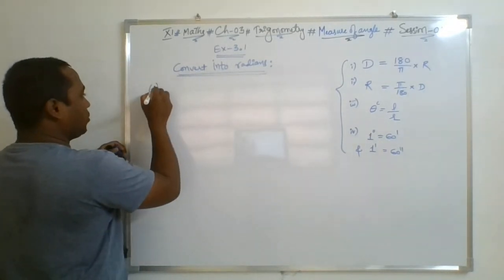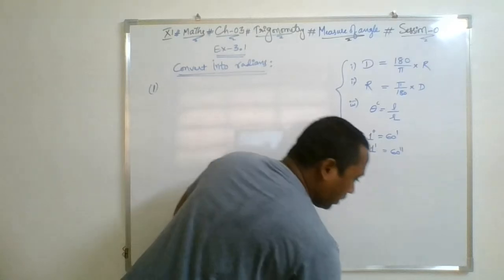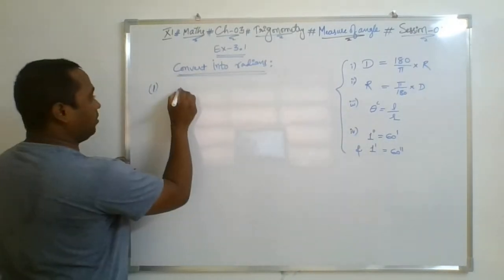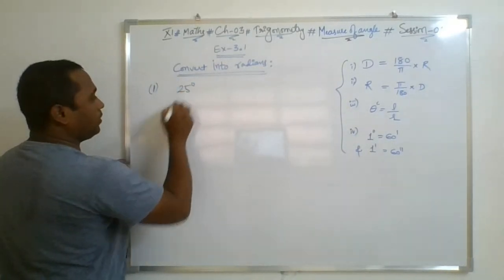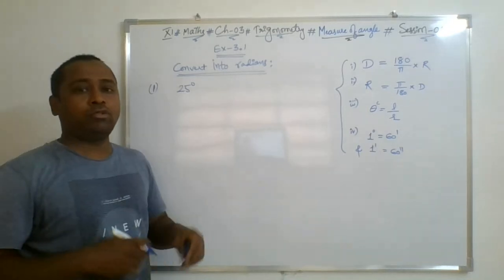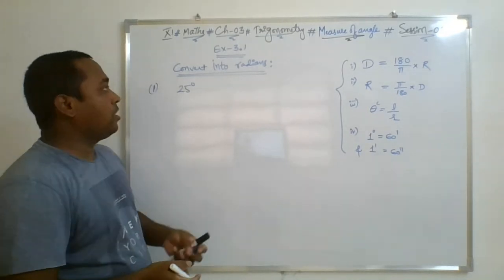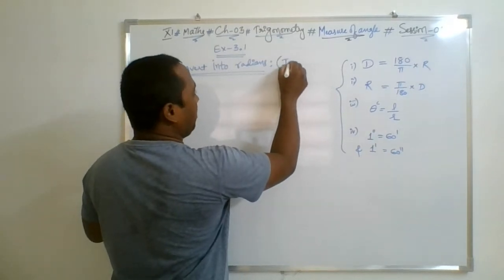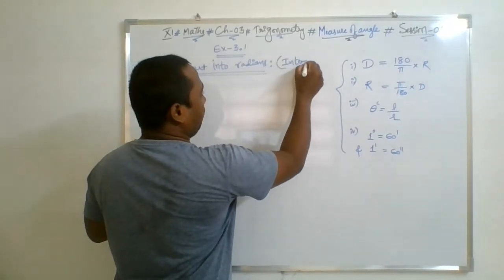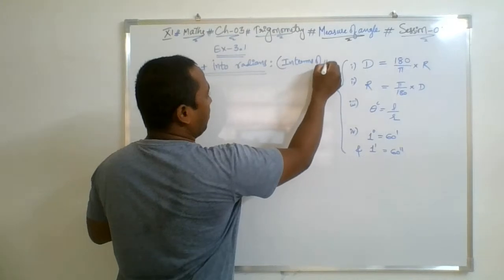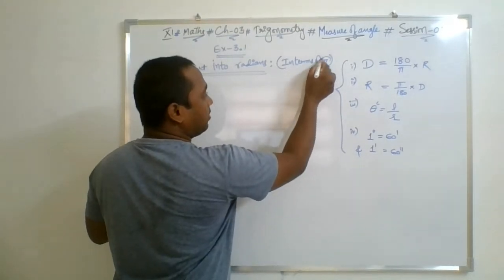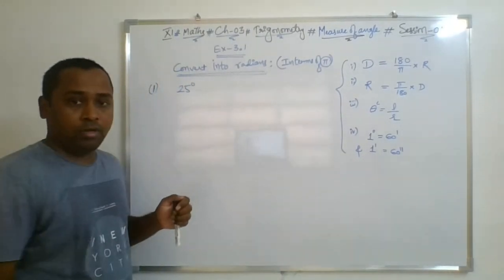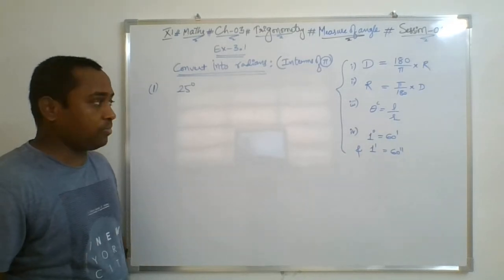I am taking the first question from the textbook, that is 25 degree. What is the angle given to us? 25 degree. You need to convert it into radians. Radian means in terms of pi. So no need to get disturbed by the pi value while writing the radian terms.